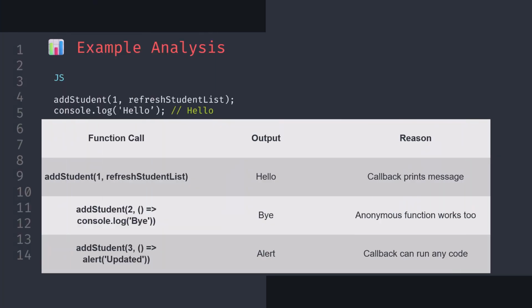We can plug different callback functions into the same main function, whether it's logging to the console, showing an alert, or updating the UI. It works the same way. This modularity is what makes callbacks powerful in JavaScript. You're just swapping behaviors inside a larger process.